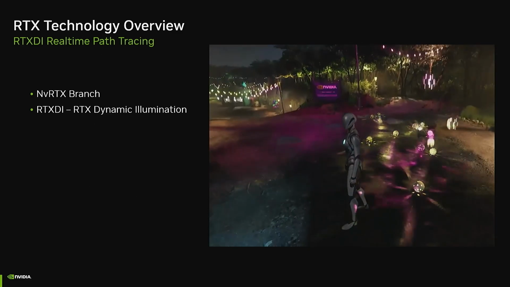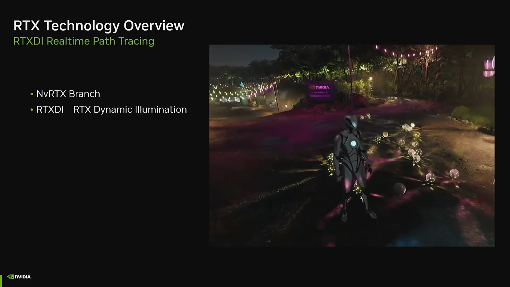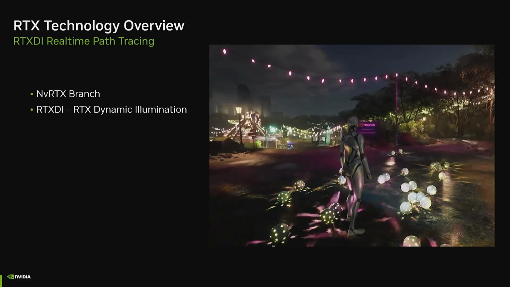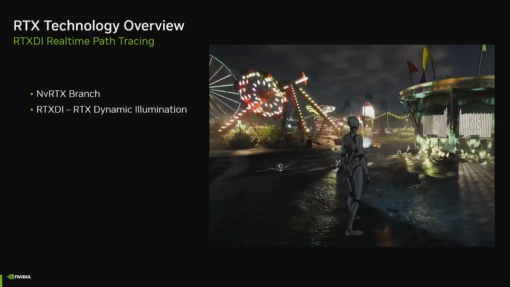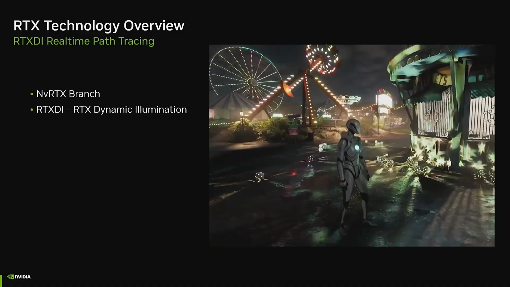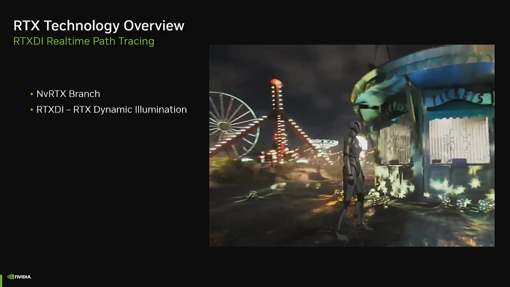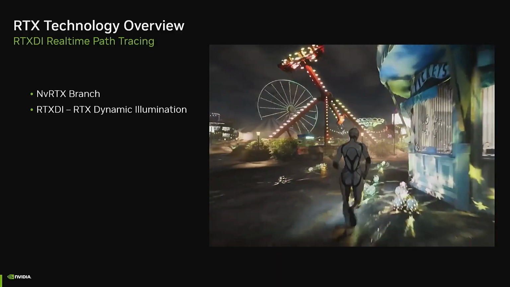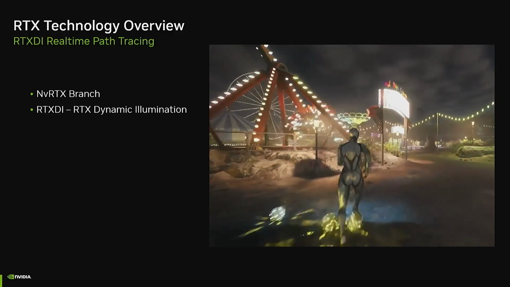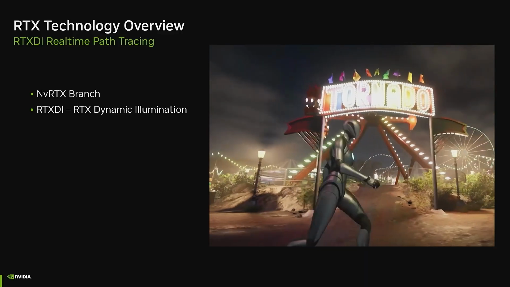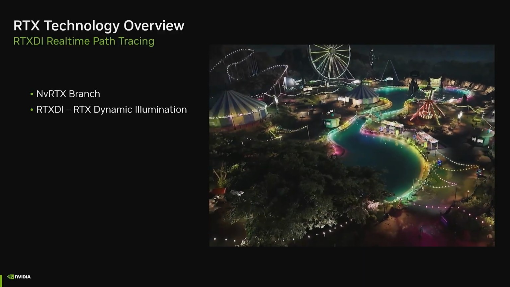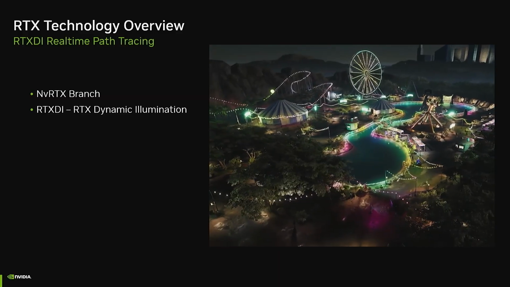The technical terms are either sampled lighting, you'll see that referenced in code, or ReSTIR. And like I said, we'll get into these topics. I'm not trying to confuse you by saying there's lots of different ways to describe real-time path tracing. It's just that it's had a complex development, I guess. So yeah, RTXDI is one of the key features of the branch.